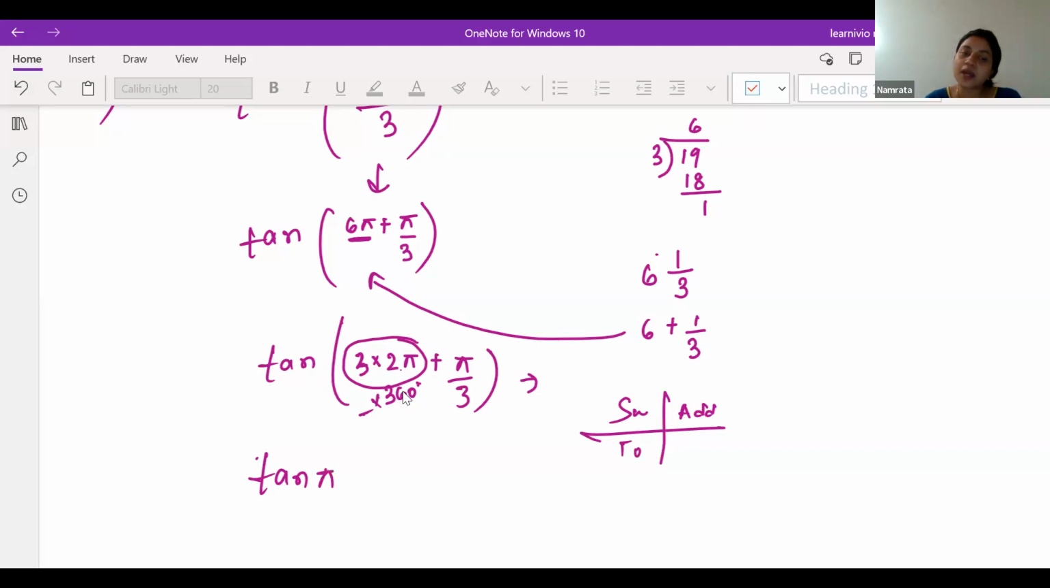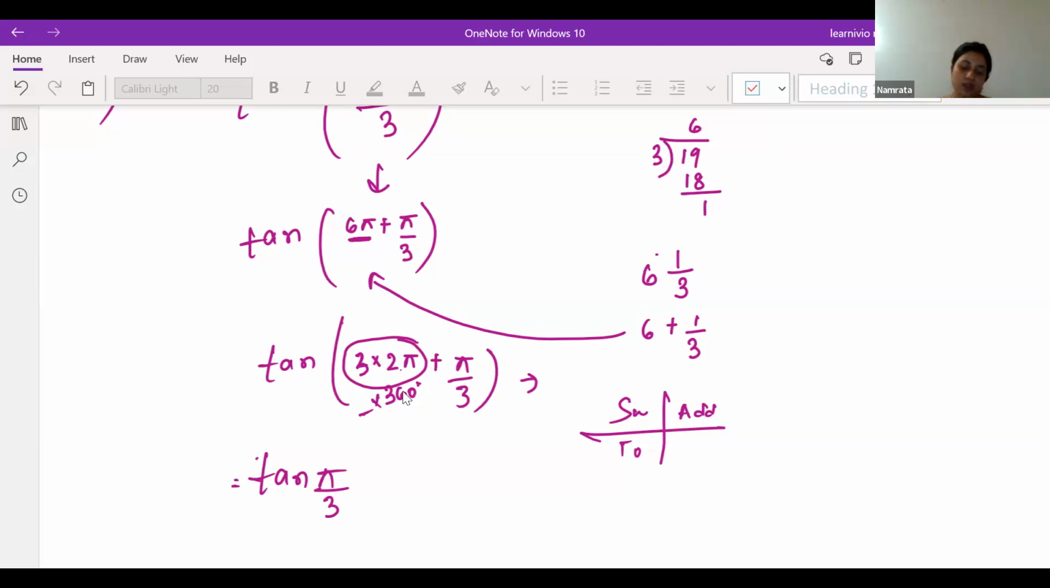So we can write tan pi by 3 only, and easily we can write the value of tan pi by 3. There is a trigonometric table before this chapter also. Please go through that table from your book and then only start solving the question. Okay? From there, you will be able to understand what's the value of tan pi by 3. Okay?